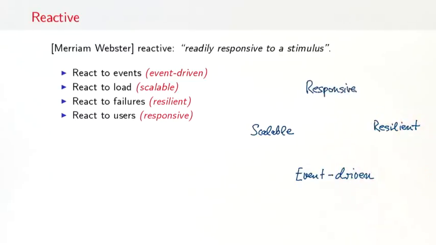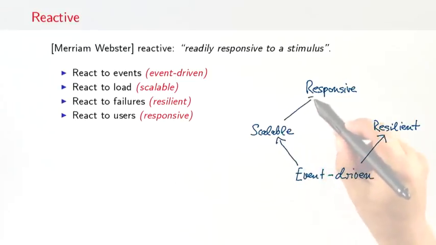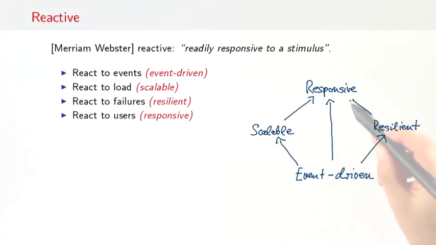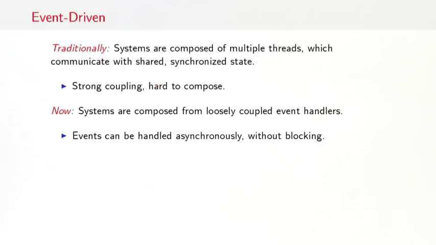Now, being event-driven is a technical property that enables the properties of being scalable and being resilient. And all three properties together enable systems that are responsive to their users. So let's start with event-driven.